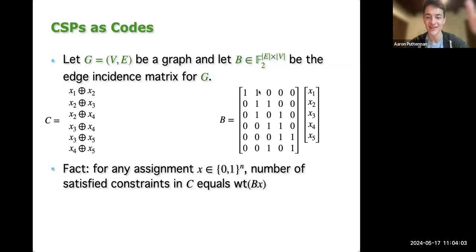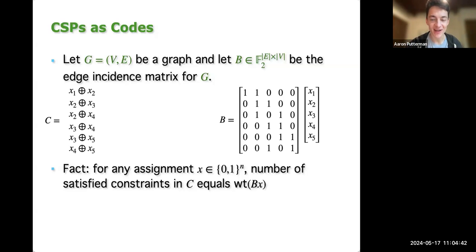All we're going to do is take x1 XOR x2. This becomes the top row of the resulting vector. And you can check this relationship will hold, in the sense that every single row corresponds with some constraint here that's an XOR. So naturally, this means that for any arbitrary assignment in {0, 1}^n, the number of satisfied constraints in this CSP on the left will actually equal the weight of the corresponding code word that we get by multiplying this matrix B by the assignment vector X.